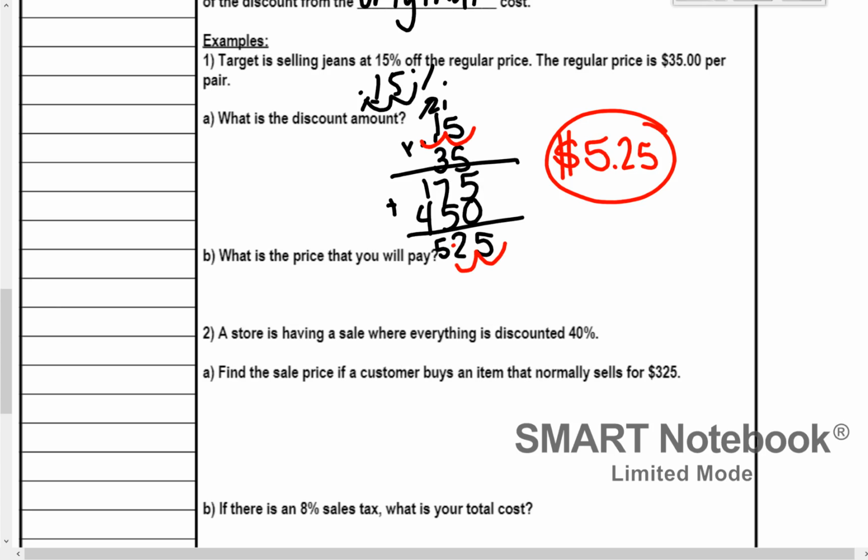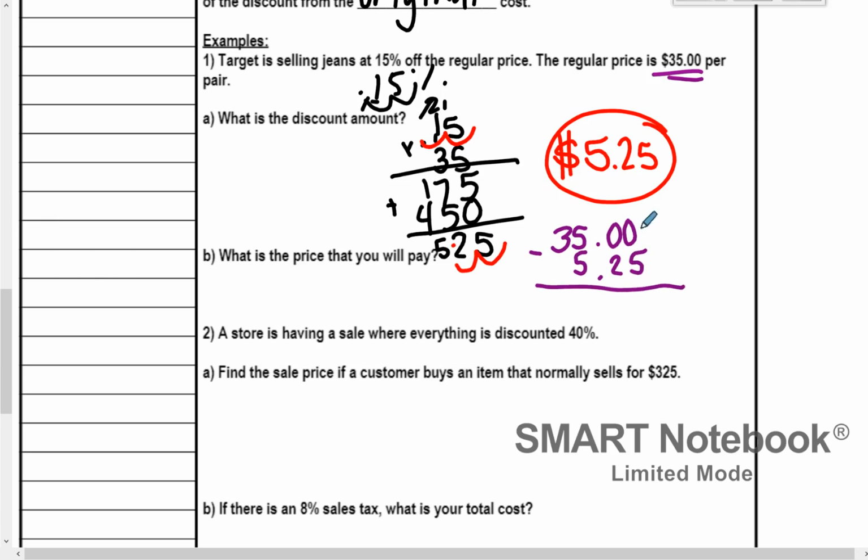Okay, now for discounts, we subtract it from the original price. So the original price goes first. So we have $35.00. And we have to subtract $5.25. Again, when we add and subtract decimals, we have to line up those decimals. So the first thing I'm going to do is put my decimal in there and then fill in my numbers.